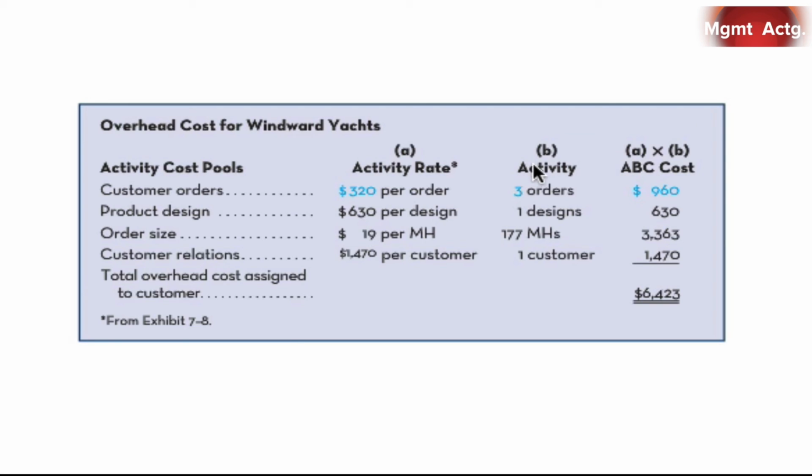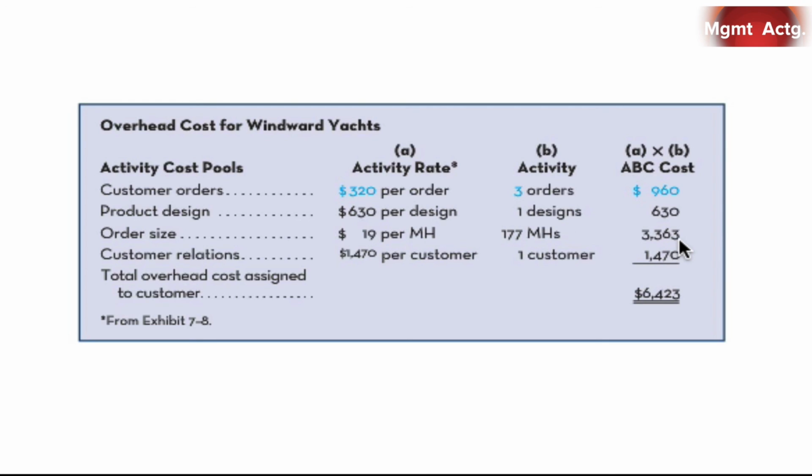Then we would multiply it by the activity incurred by that customer. And in reading about that customer, we saw that they placed 3 orders. So 3 times 320 is 960 overhead applied to this customer. Only 1 design, because of the 3 orders, only 1 was for a custom housing, custom compass housing. $630 is applied. 177 machine hours were incurred at $19 per machine hour.